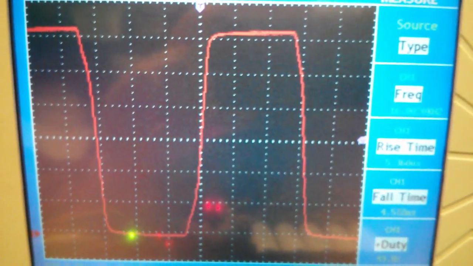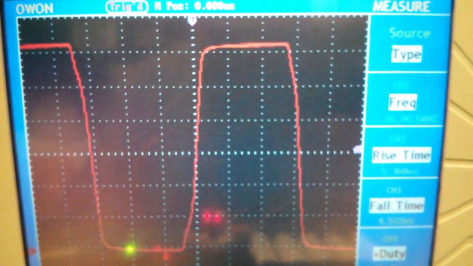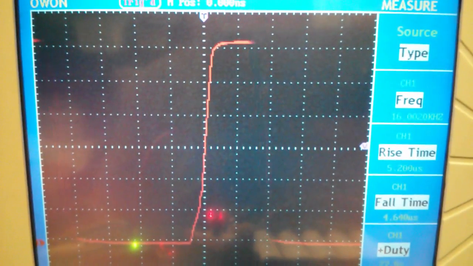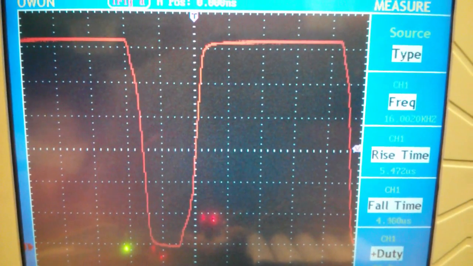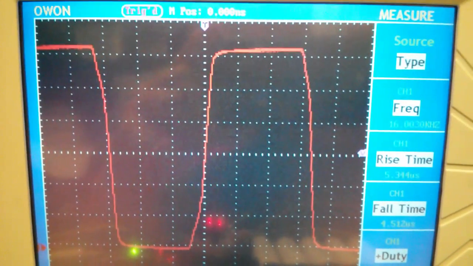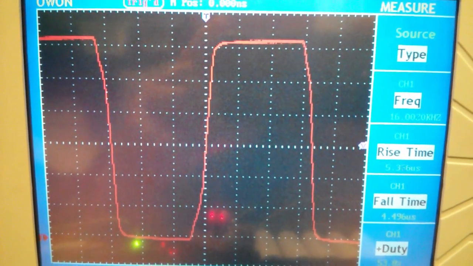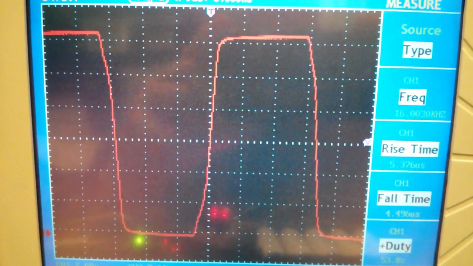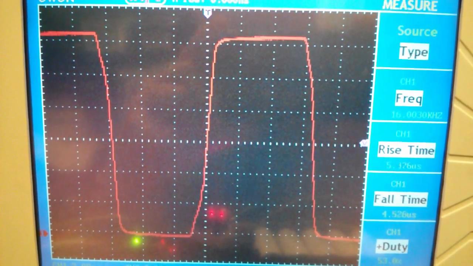So it has had a small impact, but I still think this will work, and I still think it would be possible to vary the mark space ratio and get a reasonable response in terms of MOSFET switching. So that's the transient response, the dynamic response of the dual complementary opto-isolator circuit.